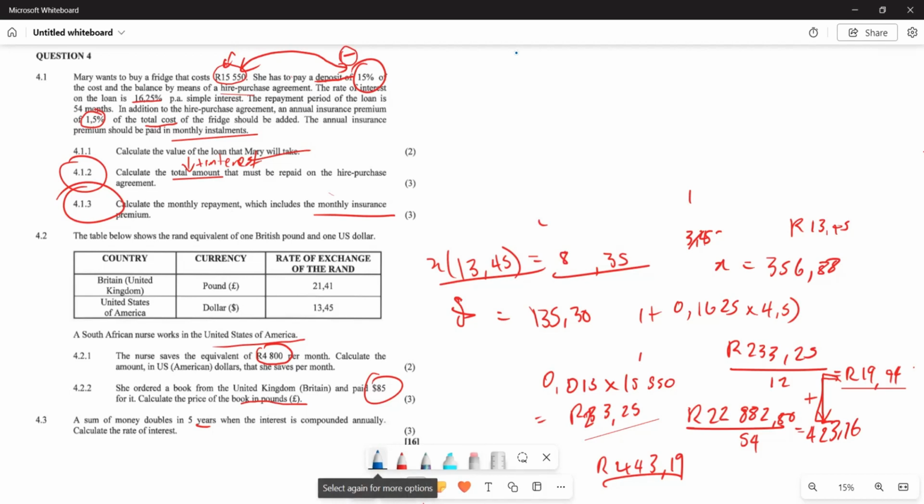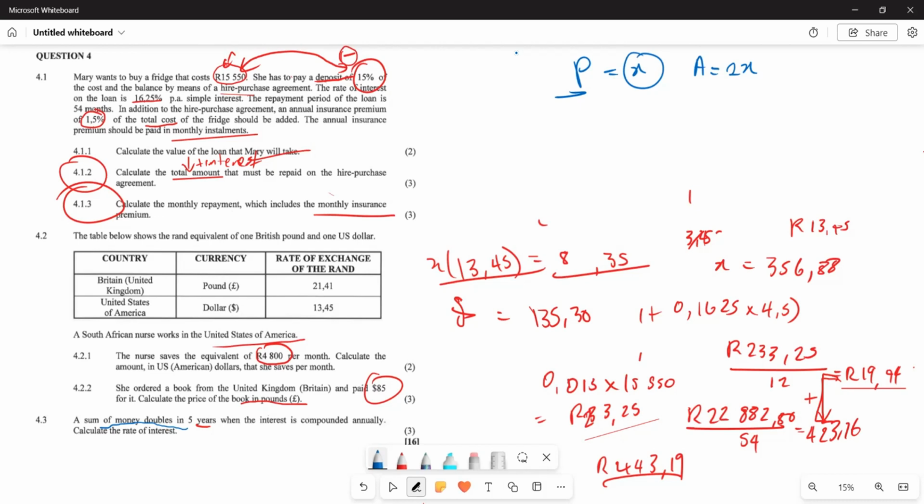If they are saying the principal amount is, let's say, X, and we are not sure what the accumulated money is, but they are saying the sum of money doubles in 5 years, which means this principal amount doubles. If you have X, the double of X is going to be 2X. Now, they are saying this is compounded annually. They want you to calculate the rate in 5 years.